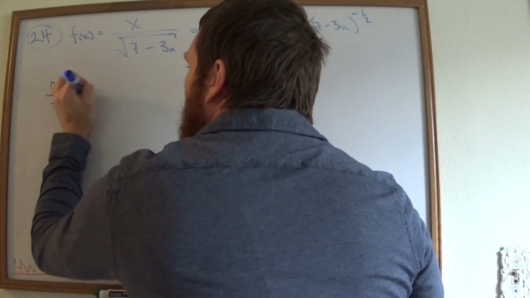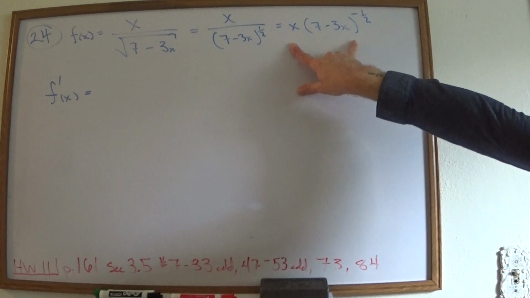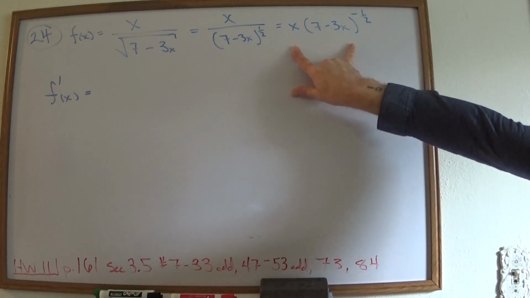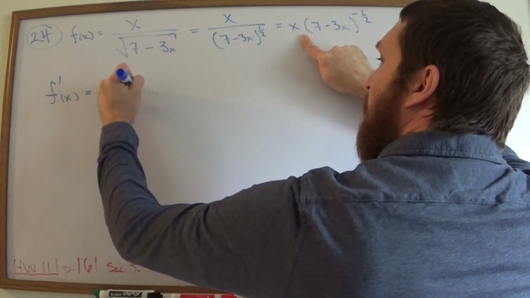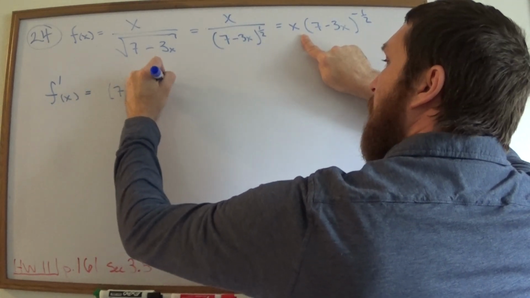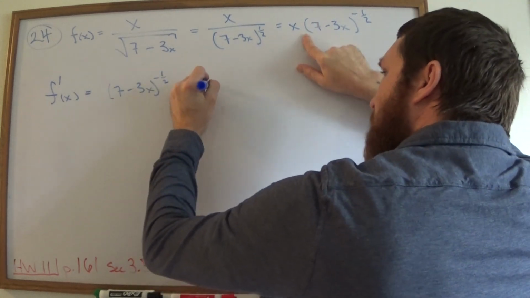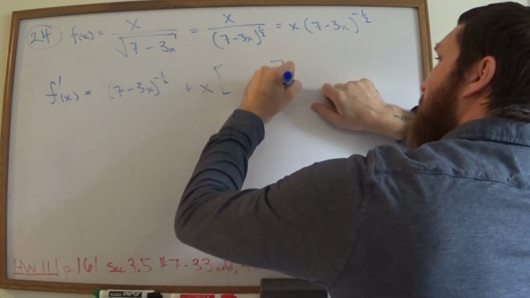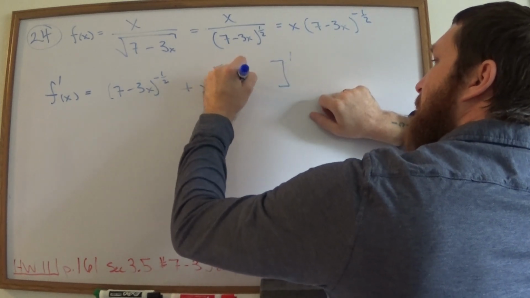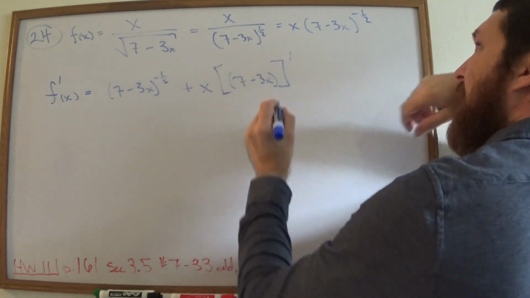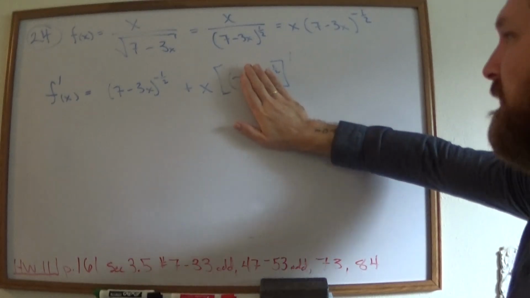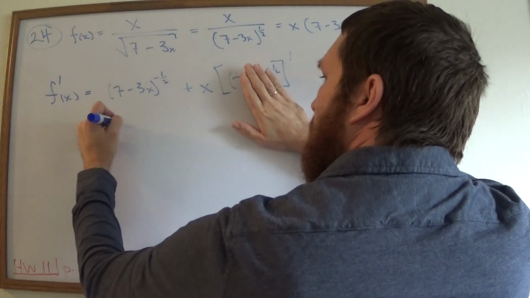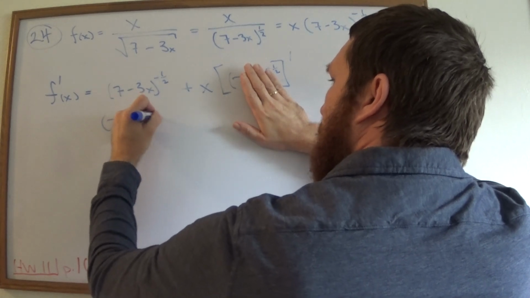I hate that negative. Okay, so f prime of this thing then would be, and this is how I would do it. Derivative of the first is 1. Leave the second one alone. Add that to, leave the first thing alone, take the derivative of this stuff. That's the negative 1/2. Okay, take the derivative of the outside stuff, leave the inside stuff alone. So 7 minus 3x to the negative 1/2 plus x.